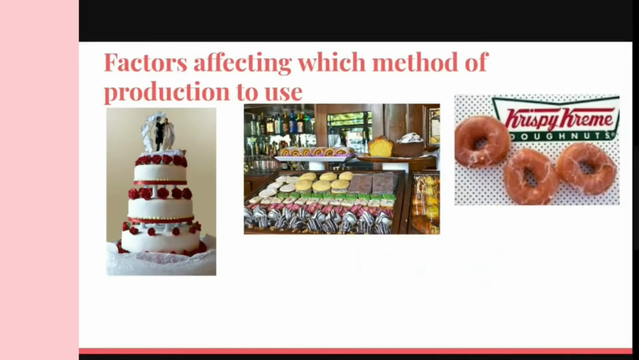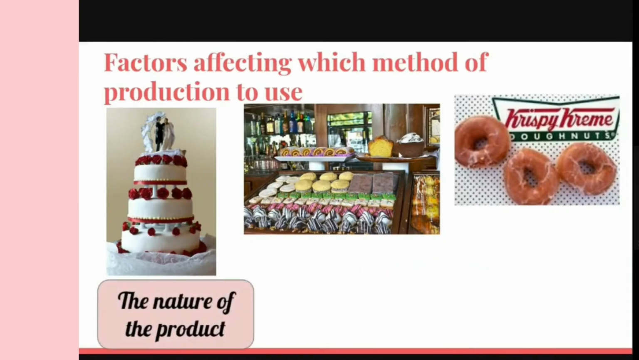If a fairly unique product or individual service is required, job production will be used, which is the wedding cake. If the product can be mass produced using an automated production line, then flow production will be used. This is based on the nature of the product. Is it unique or is it standardized?